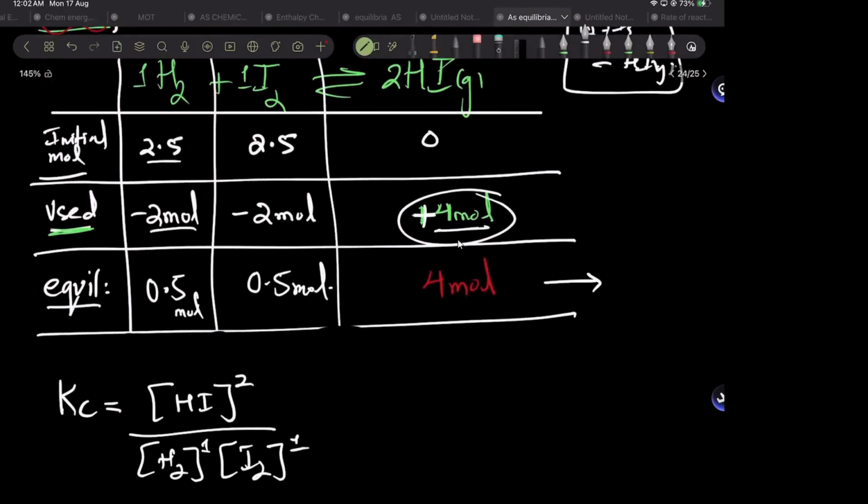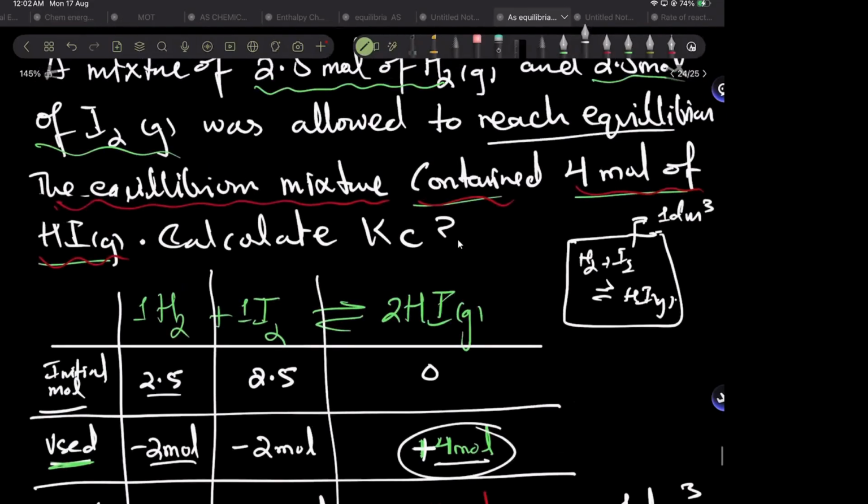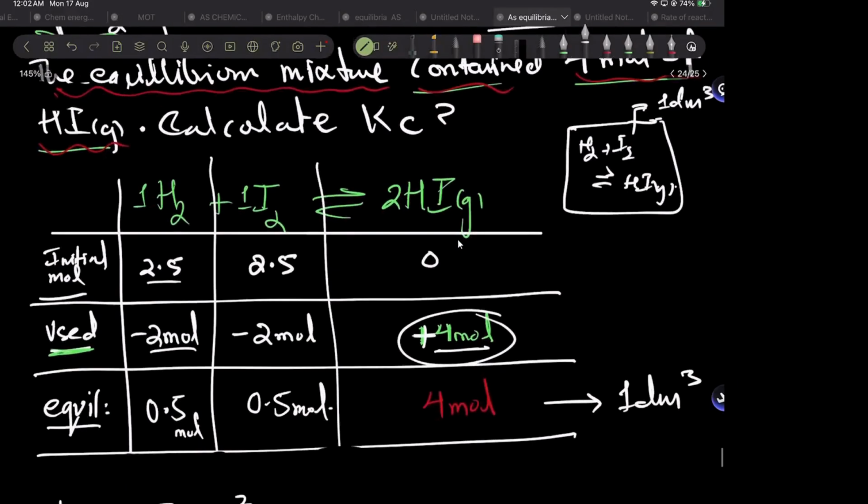will all these moles be present in 1 dm cube? Are all these present in 1 dm cube? Concentration is moles per dm cube volume, right? And gases occupy the complete volume of a container. So whatever the moles of H2, whatever the moles of I2, whatever the moles of HI, they're all going to be present in this whole volume, that is 1 dm cube.